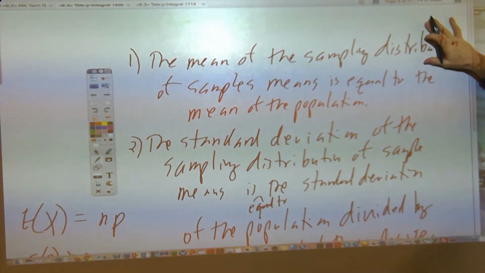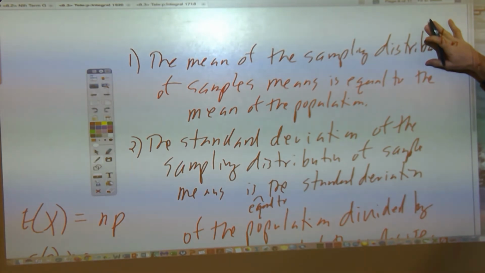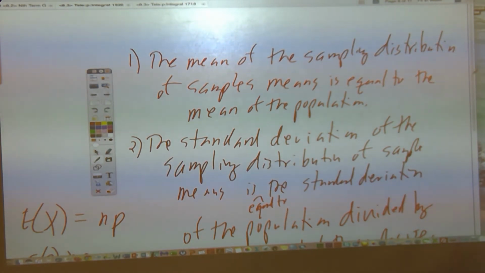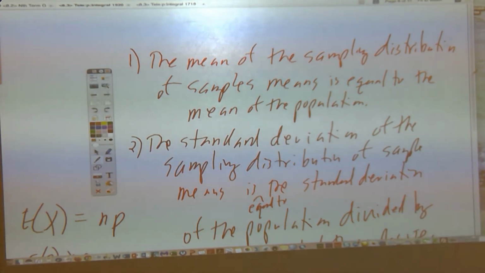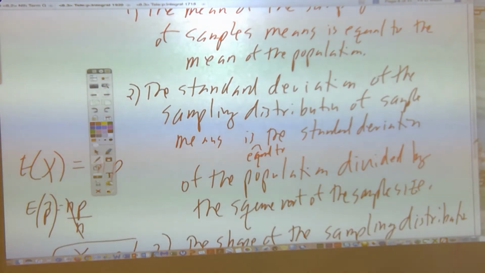So let's practice these. Try to do it from memory. If you need to look at your script at this point, that's fine. But I want you to say out loud and in unison: the mean of the sampling distribution of sample means is equal to the mean of the population. Ready? Go. The mean of the sampling distribution of sample means is equal to the mean of the population. That's statement 1 in the central limit theorem.